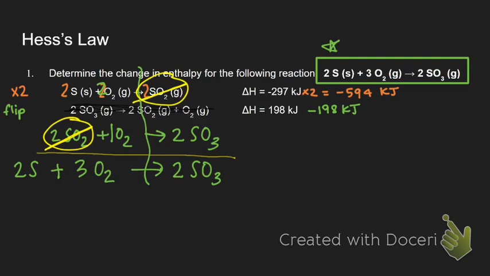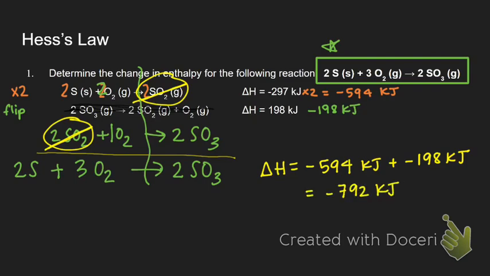Okay, so to get the final overall enthalpy, we're going to add or find the sum of the step reactions. So this is negative 594 kilojoules plus negative 198 kilojoules, and that's going to equal negative 792 kilojoules, which is an exothermic reaction because we are losing heat in this equation.